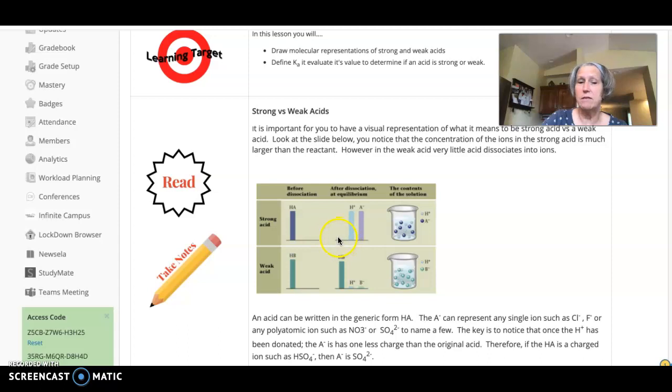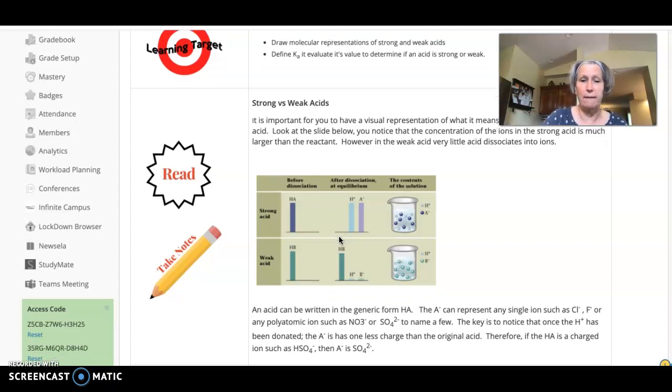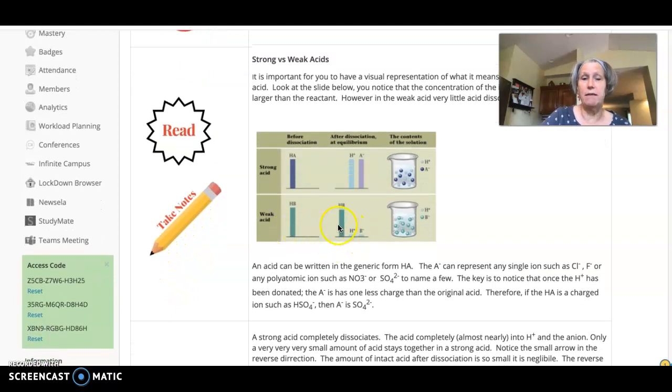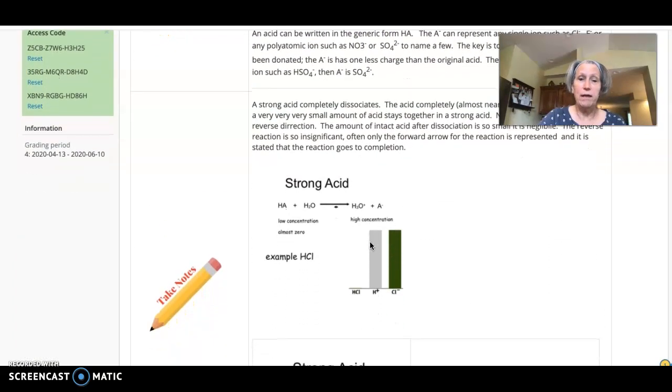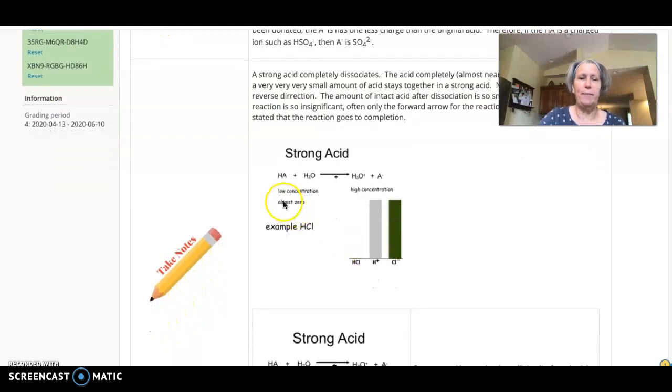Do you notice that there is absolutely no HA here? That's why it's a strong acid. Strong acids by definition mean that they completely dissociate. So that means you're going to break up into 100% H plus and A minus, okay? A weak acid, on the other hand, which we have represented here by HB, stays together and only a small portion dissociates, okay?